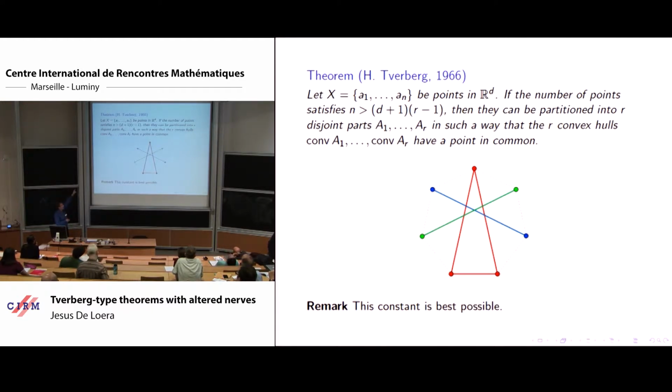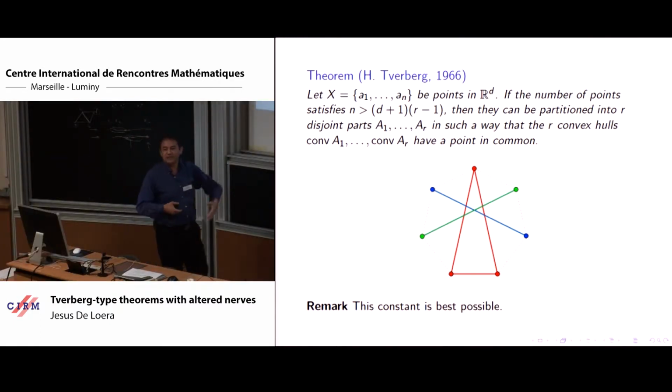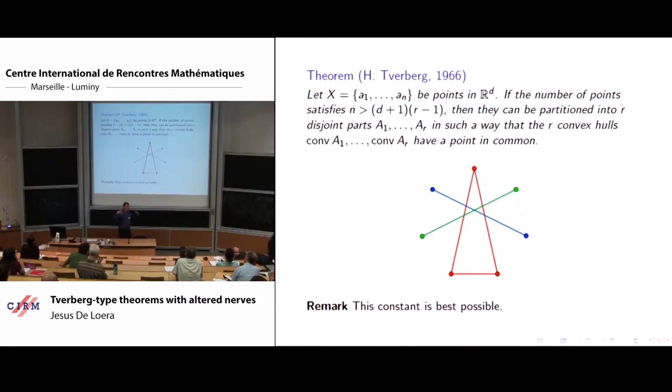So if you want to partition into M parts, or sorry, R colors, you have to use at least (D+1)(R-1)+1 points, and at that moment the coloring will be possible, the partitioning will be possible. Are you with me? Okay, so that theorem is what I want to guarantee.